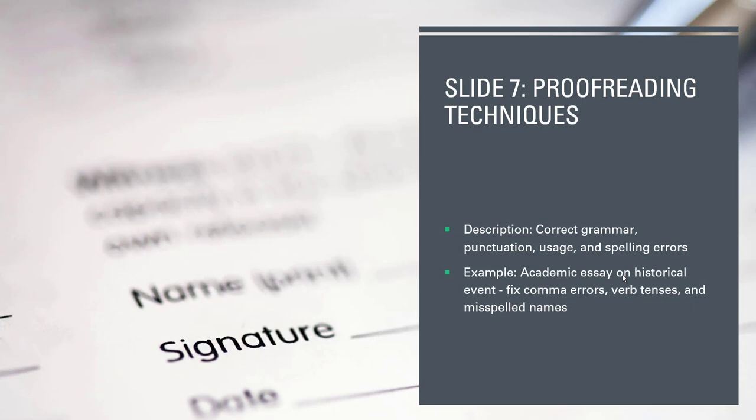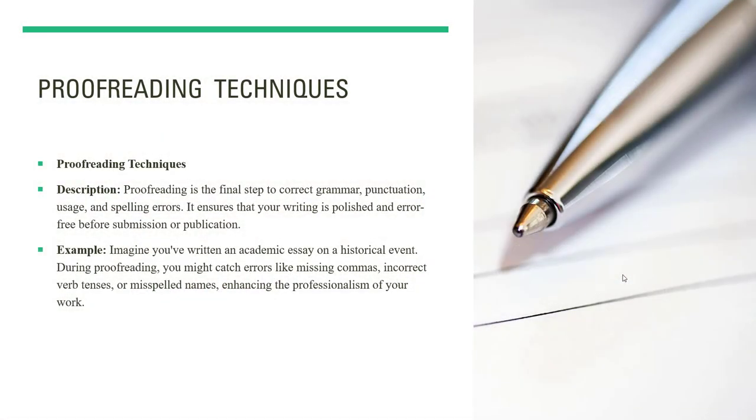Proofreading techniques. Correct grammar, punctuation, usage, and spelling errors. Academic essay example. Academic essay on a historical event. Fix comma errors, verb tenses, and misspelled names.